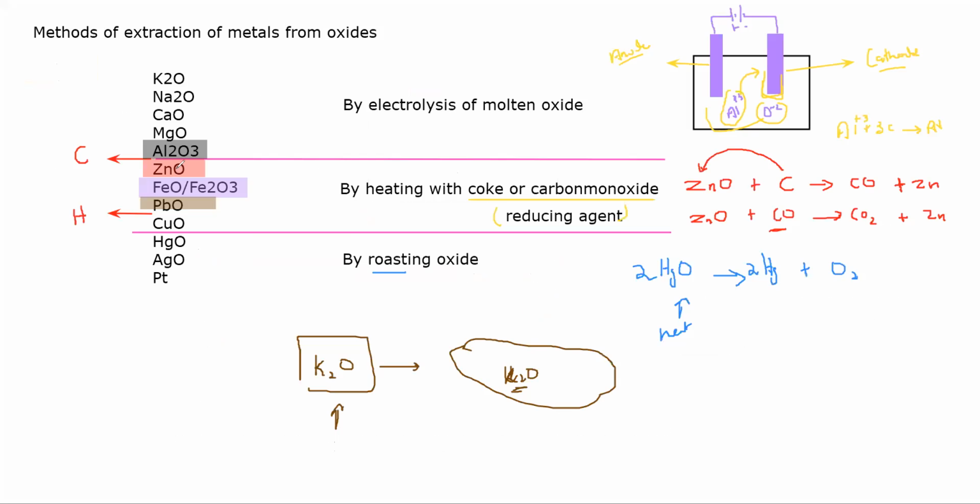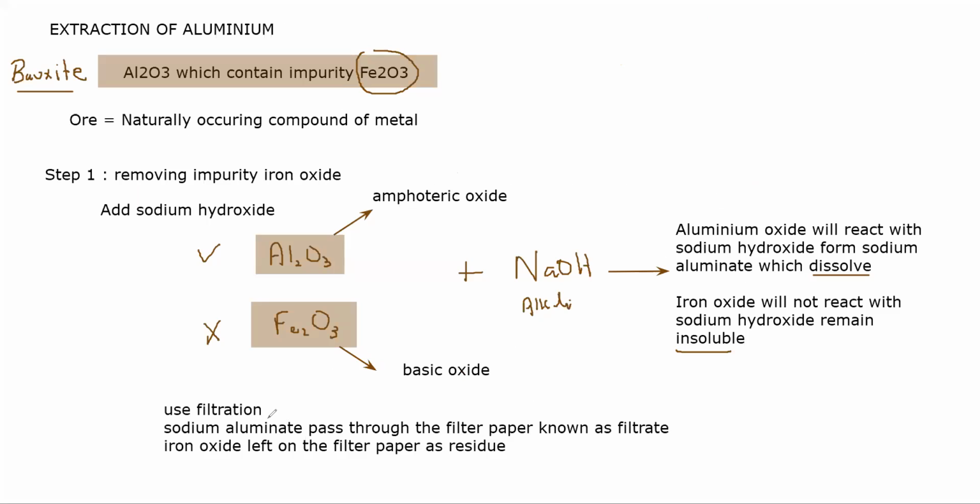Now this iron oxide is separated, but we discussed extraction of aluminum from oxide. So we don't have oxide, we have sodium aluminate. So now we have to convert this sodium aluminate to aluminum oxide. So how will we do this?